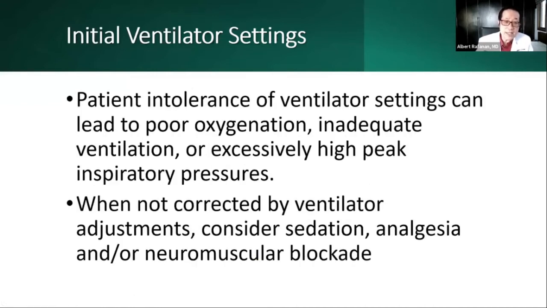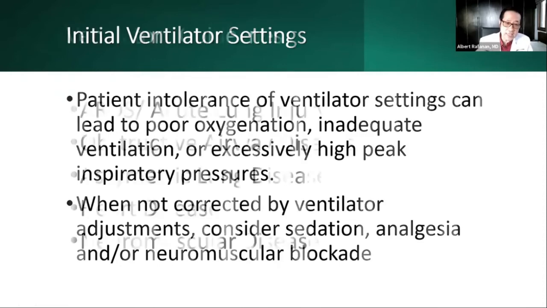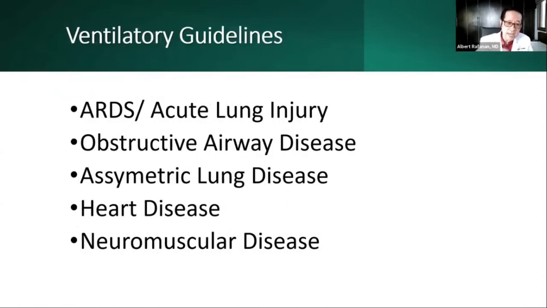Patient intolerance of ventilator settings can lead to poor oxygenation, inadequate ventilation, or excessively high peak inspiratory pressure. When the correct ventilator settings are placed, if the patient is still uncomfortable, then consider sedation, analgesia, or neuromuscular blockade. But you should work on your ventilator first before you sedate them. Most often, they can be comfortable with the correct settings. So let's talk about some guidelines on the different conditions; this is just a brief summary.